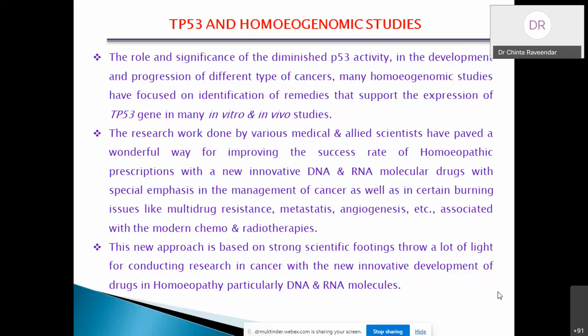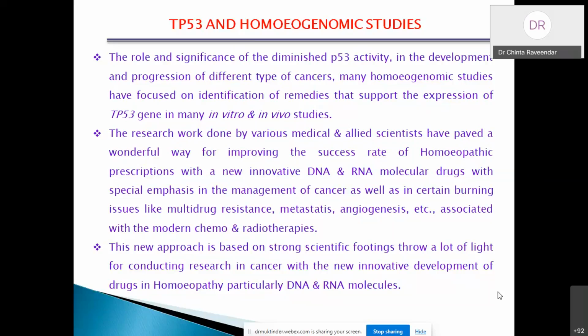The research work done by various medical allied scientists has paved a wonderful way for improving the success rate of homeopathic prescriptions, with new innovative DNA and RNA molecular drugs, with a special emphasis on the management of cancer, as well as certain burning issues like multi-drug resistance of cancer. See, we are not only having an answer in secondary cancer, we have an answer to certain burning modern issues, we can say the nightmares of the modern oncologist, modern radiologist, modern radiation therapist, like multi-drug resistance. How best can we address this also?